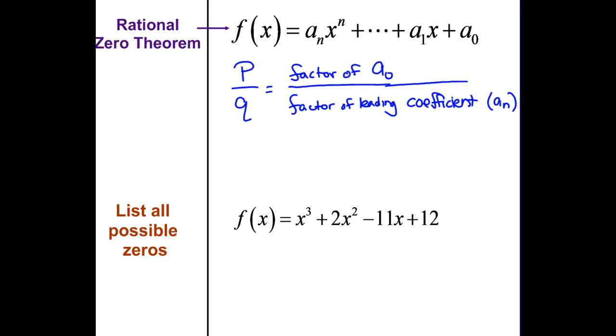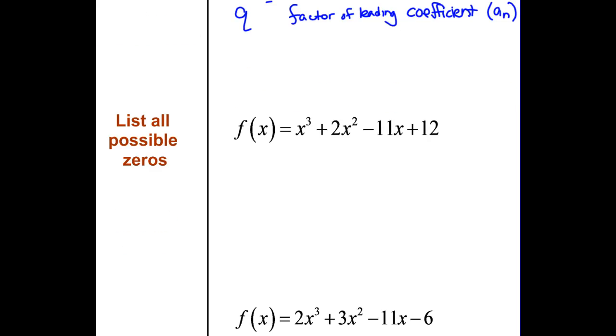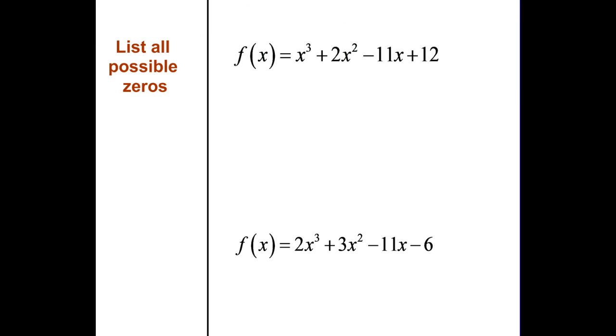All right, so what does that really mean? I know that looks like gibberish. So let's look at an example, our p's and our q's. For our p's, we're going to look at our constant number, and all the numbers that multiply to get us 12. Well, I know that 1 times 12 gets us 12, 2 times 6 gets us 12, and 3 times 4 gets us 12. And that's all of my possible factors that'll get me 12.